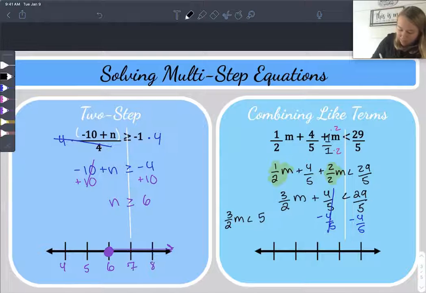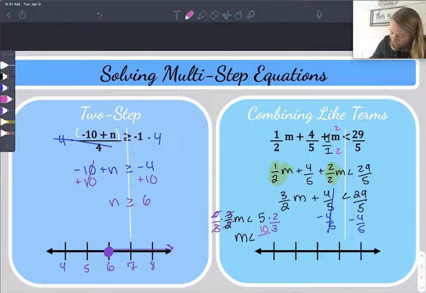Then my last step here is to multiply by the reciprocal. So the reciprocal of 3/2 is 2/3. My 3's cross cancel, my 2's cross cancel, and we are left with m is less than 5 times 2 gives us the value 10, and then over 3. So we get 10/3 for this. What I'm going to do is I'm going to stick 10/3 in the middle here.